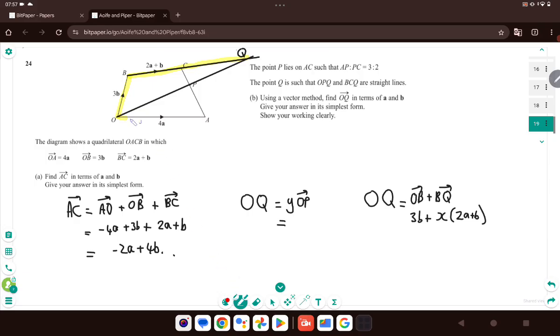Right, hang on. So O to P is O to A plus A to P. O to A is 4a. Now A to P is 3/5. It's got the ratio 3 to 2. So 3/5 of the way along A to C, which we do know. So it's 3/5 of minus 2a plus 4b.